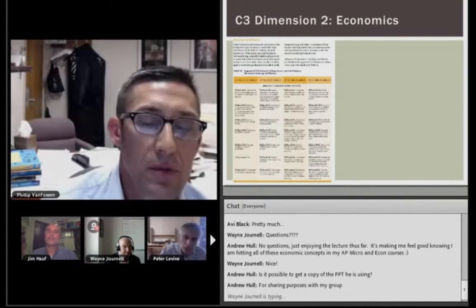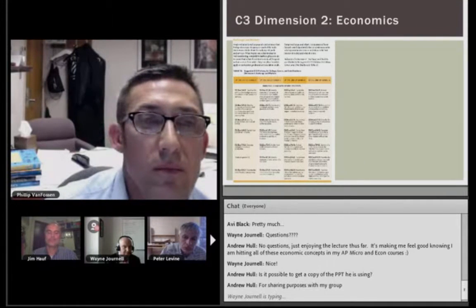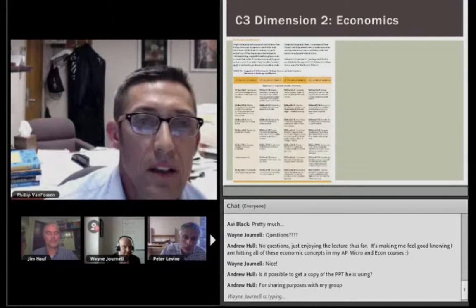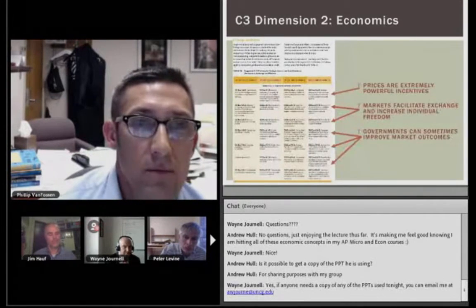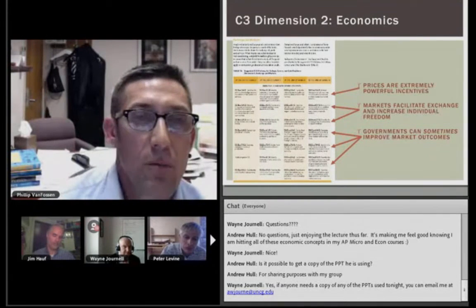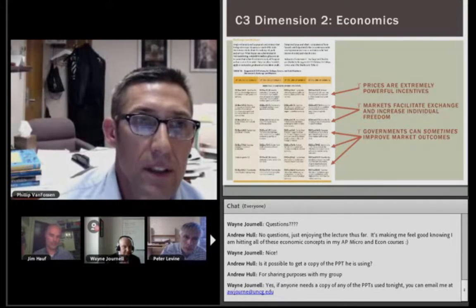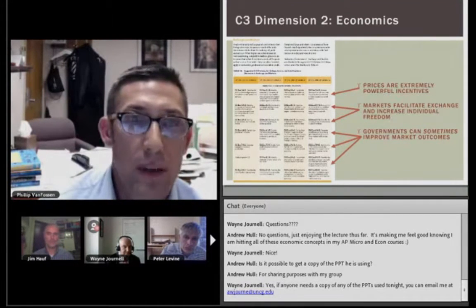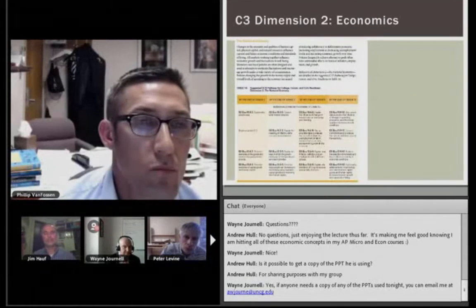Oh, there we go. So here's the second dimension, exchange and markets. For purposes of time, I'm not going to go through these, but if we can advance that. Yep, there we go. So 3 more. And here is, again, 3 more of the tenets from an economic way of thinking reflected in this particular pathway.